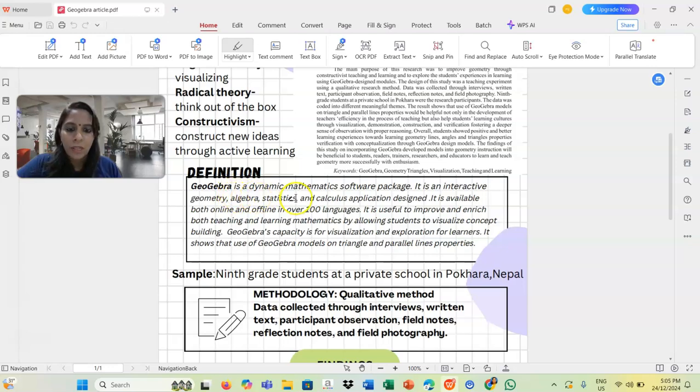GeoGebra is a dynamic mathematics software package. It is an interactive geometry, algebra, statistics, and calculus application. It is available both online and offline in over 100 languages. It is useful to improve and enrich both teaching and learning mathematics by allowing students to visualize concept building. GeoGebra's capacity is for visualization and exploration for learners. It shows the use of GeoGebra models on triangle and parallel lines properties.